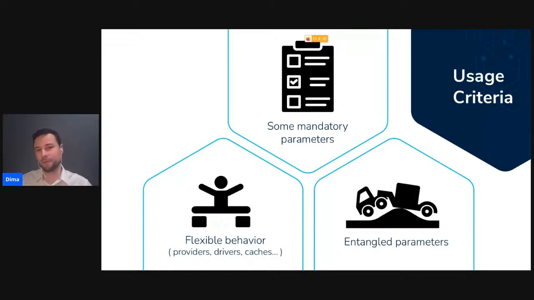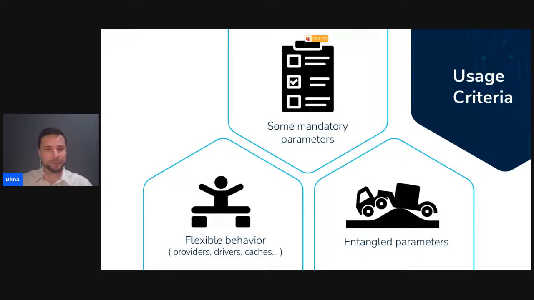First of all, flexible behavior. You're using providers, drivers, caches, something that will change the way your object behaves depending on the situation. That's flexible behavior. That's great for the option pattern. Second, if you have some mandatory parameters but not others. If all of them are mandatory, you may be better off with a more straightforward API that's easier to follow. But if some of them are mandatory, some are not, that's complicated, and they could be affecting each other, so options pattern. And lastly, entangled parameters.